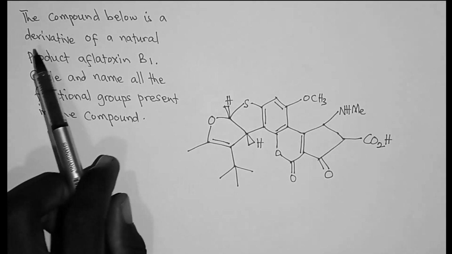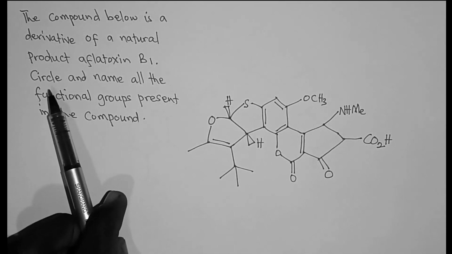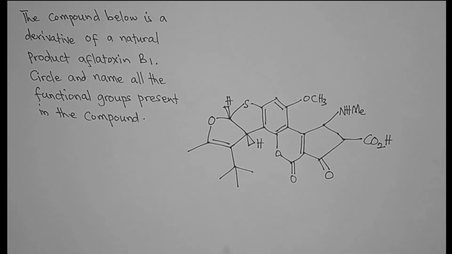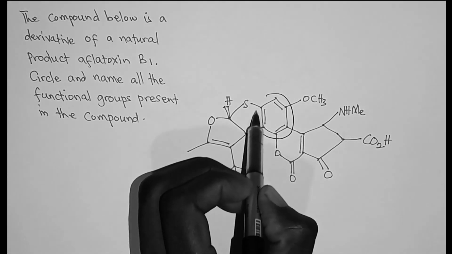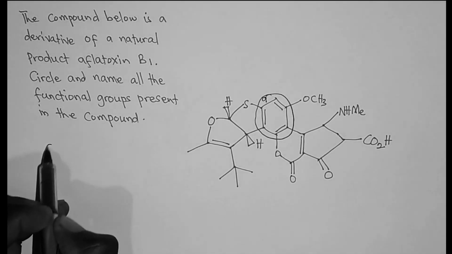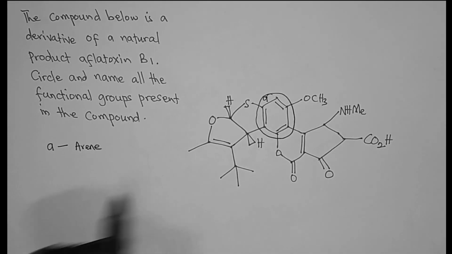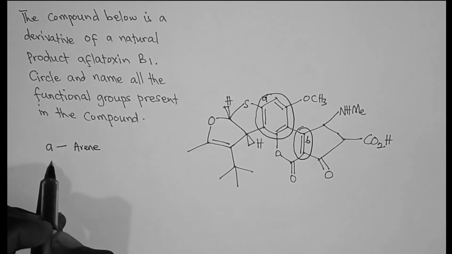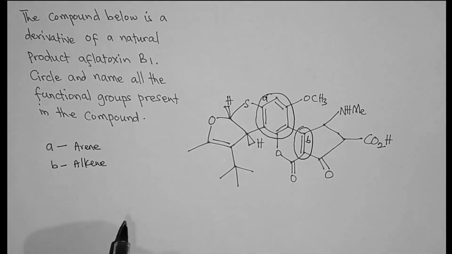The compound below is a derivative of a natural product, aflatoxin B1. Circle and name all the functional groups present in the compound. So you can see that just at a glance, we can find an arene group here. The arene is the simplest to always find. So A is an arene group, and then B is an alkene. So we have an alkene group there.